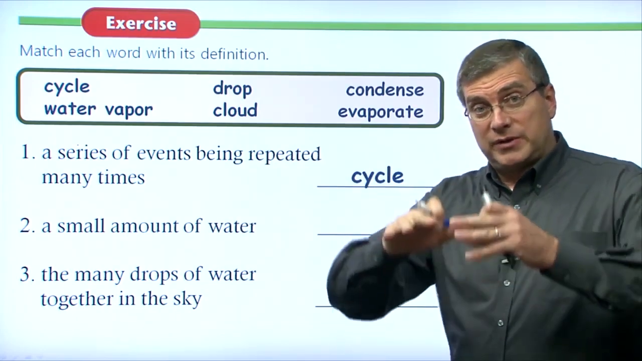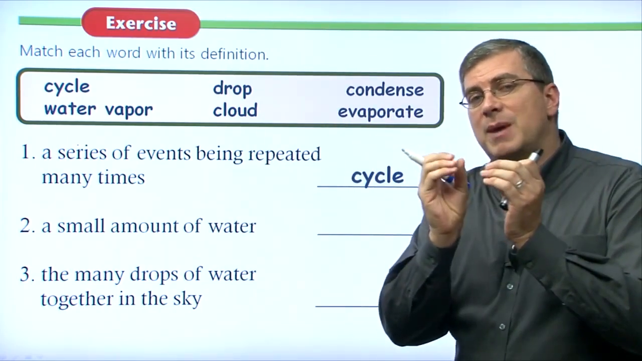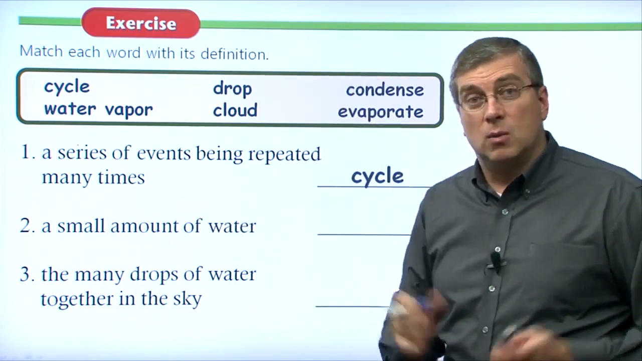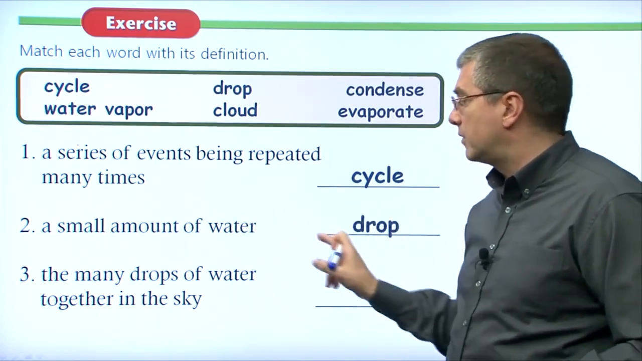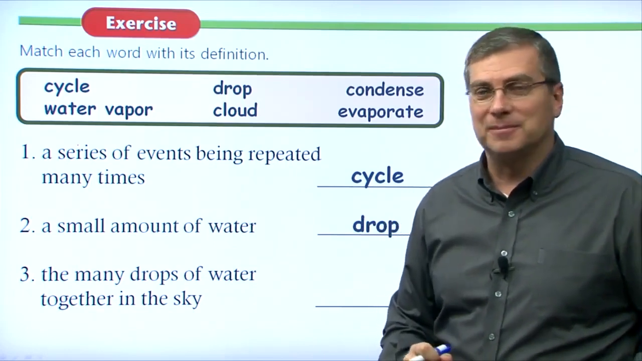Number two, a small amount of water. Remember, the water vapor starts to come up, it goes into the sky, it gets cooler, so the water comes back together and makes small amounts of water in the sky. What do we call those? We call those drops, or a drop. A small amount of water is a drop of water.